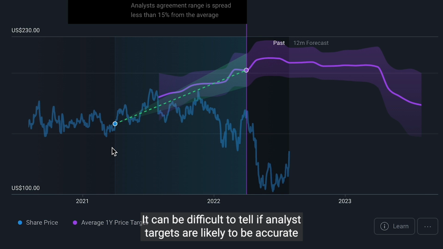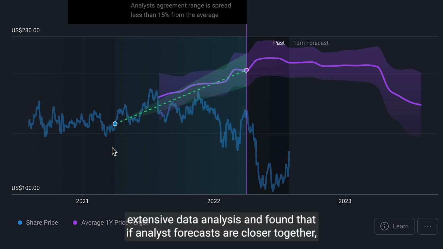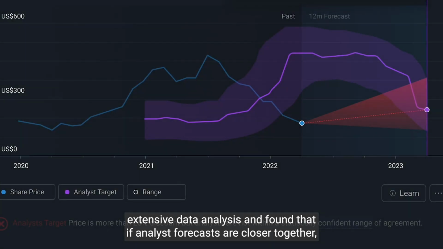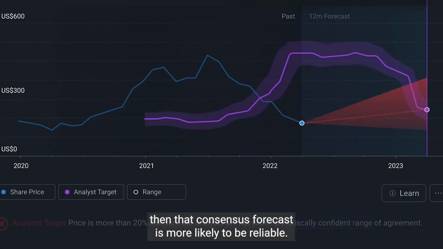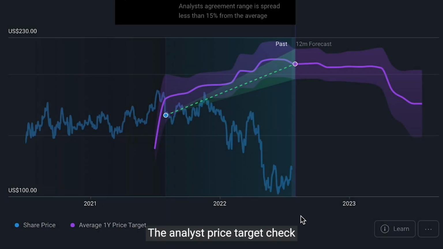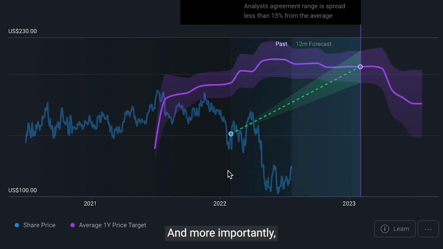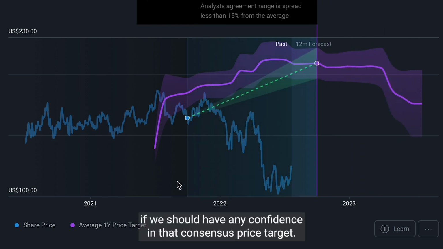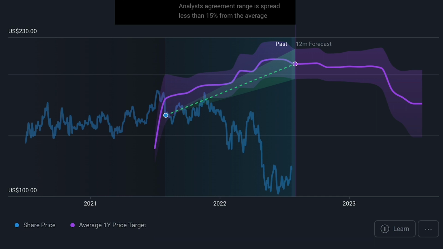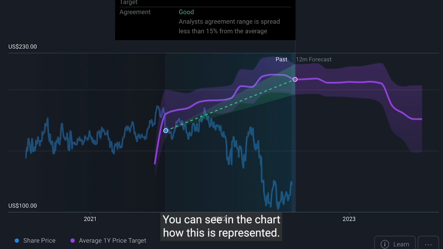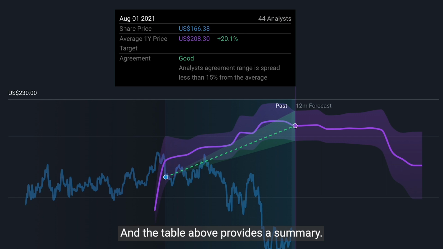It can be difficult to tell if analyst targets are likely to be accurate, which is why we did some extensive data analysis and found that if analyst forecasts are closer together, then that consensus forecast is more likely to be reliable. The analyst price target check tells us whether there might be any upside opportunity with the stock, and more importantly, if we should have any confidence in that consensus price target. You can see in the chart how this is represented, and the table above provides a summary.